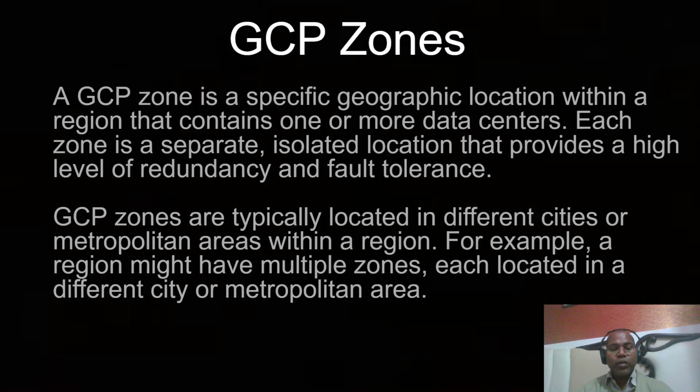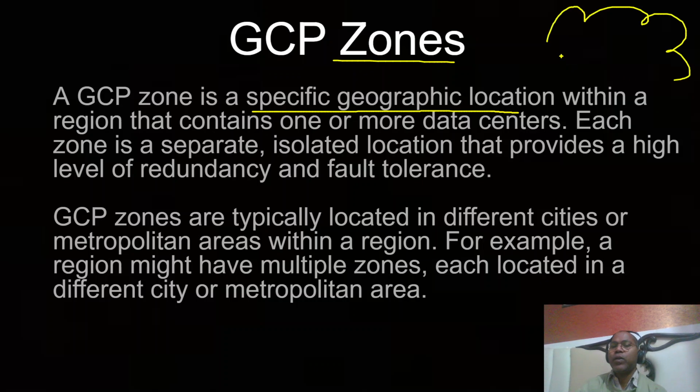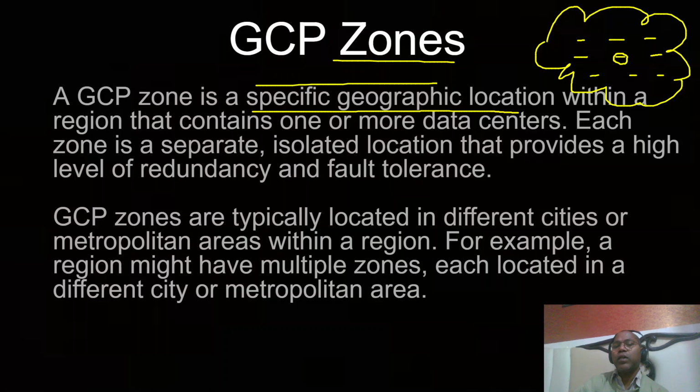And similarly, let's talk about the zone. The zone is just a specific area in a particular region. So let's say this is the North America region, and the North America region has lots of big cities or metropolitan cities. When we talk about specific locations, those specific locations are considered a zone. So you can say GCP has multiple zones in one region. Zones are specific locations within a region and contain one or more data centers.